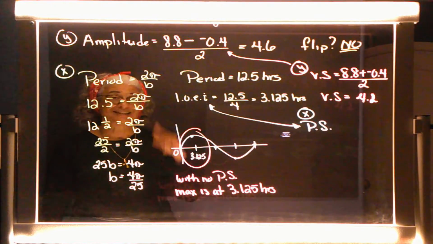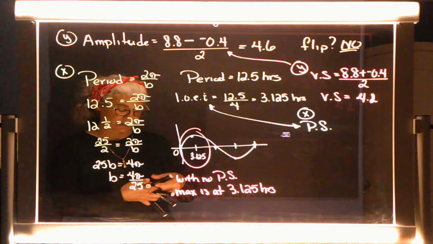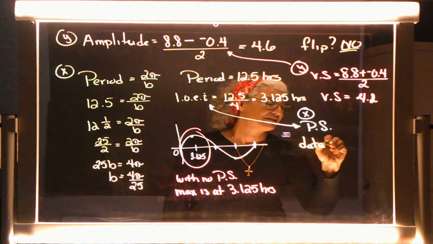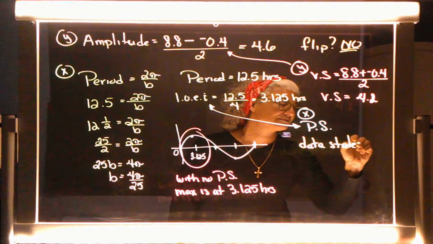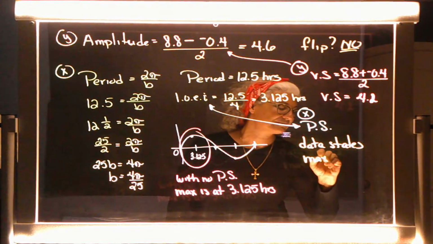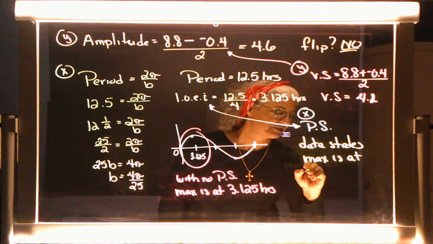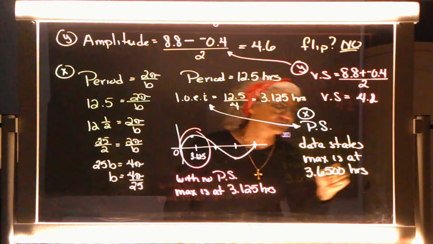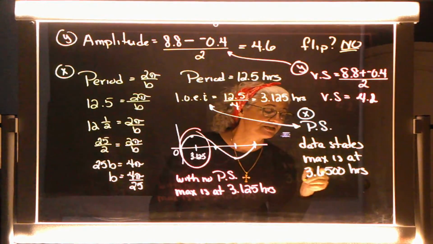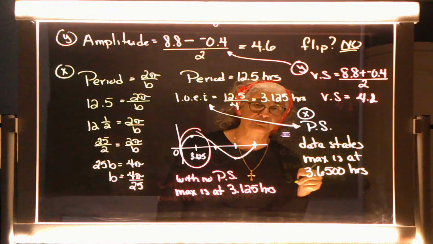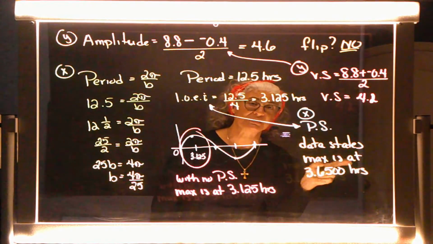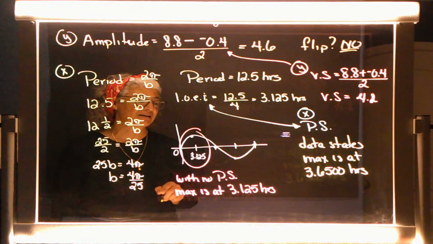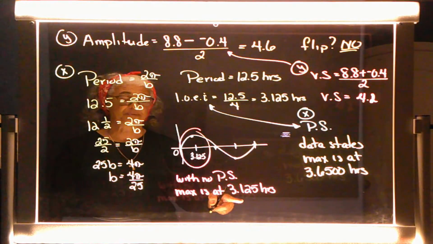However, the data told me differently. The data states the max is at 3.6500 hours. That's why they gave it to me in decimals, the hours in decimals. They told me it was at 3.6500 hours. There's your max according to the data. Below, it shows it should happen here.